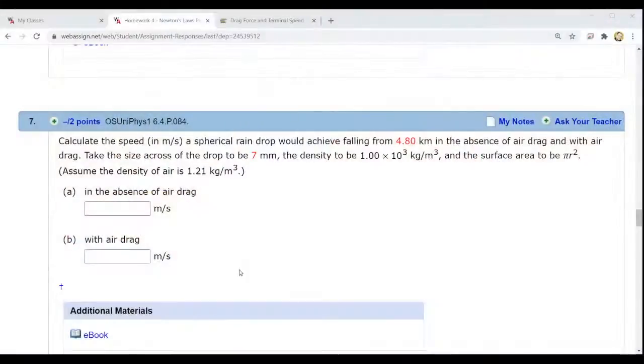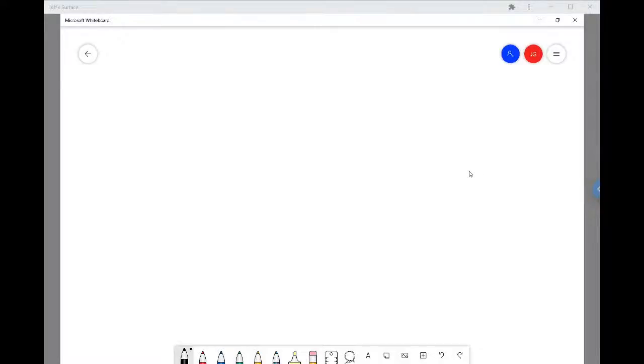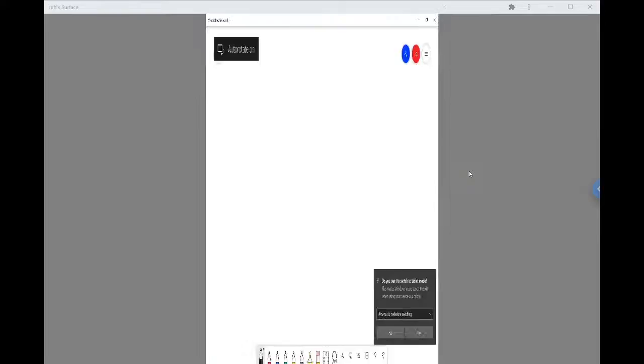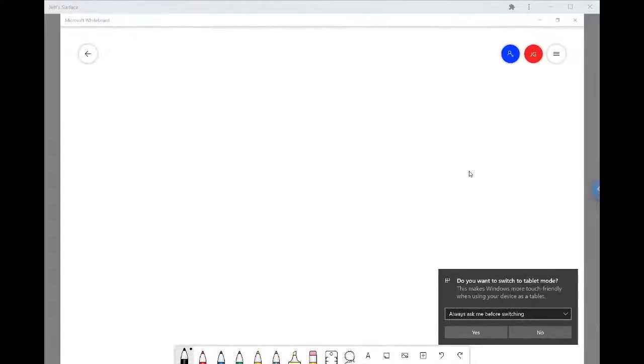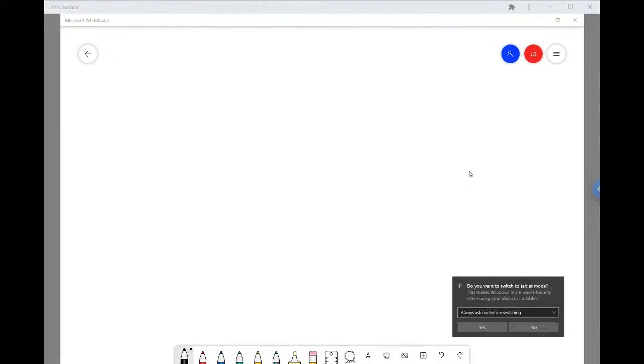All right, so calculate the speed. All right, so the first part of this problem is a situation. Ooh, don't want to rotate. Okay. No, I don't want tablet mode.